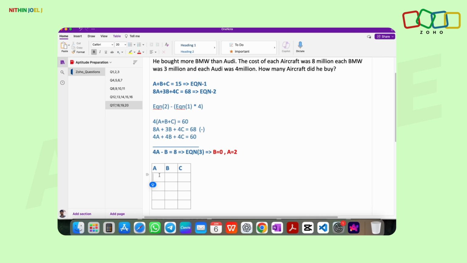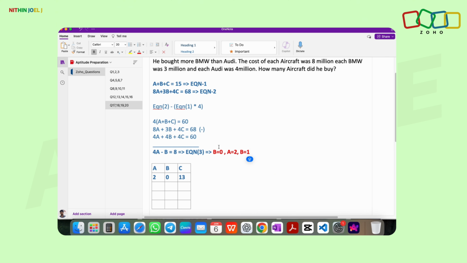So now we can just substitute these values over here, which is A is equal to 2, B is equal to 0, and C is equal to 13. Now let's try with the second assumption, that is B is equal to 1. If B is equal to 1, then 4A will be equal to 8 plus 1, 9. So 9 will not be properly divided by 4, because A is equal to 9 by 4, it will be in decimal. It won't be a proper division.